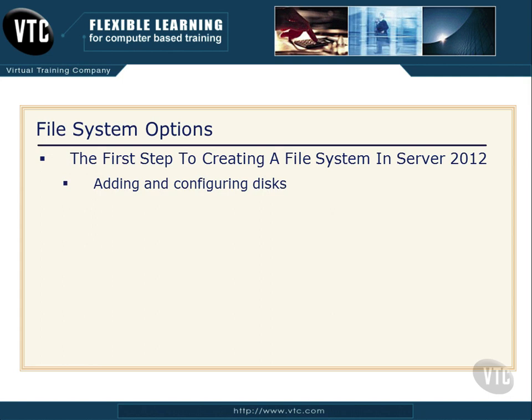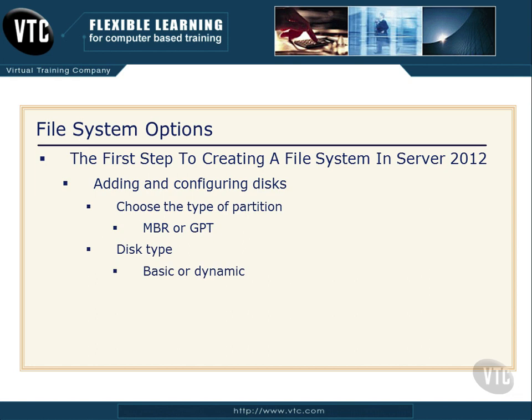Well, once you set up a Windows Server box, now you need to add and configure disks that are going to be used for this purpose of sharing data out to the end users. So the first thing you need to do is choose the type of partition. Is this going to be an MBR or a GPT? Well, don't worry, we're going to talk about MBR or GPT in a separate video. And then what about the disk type? Is this going to be a basic disk or a dynamic disk?